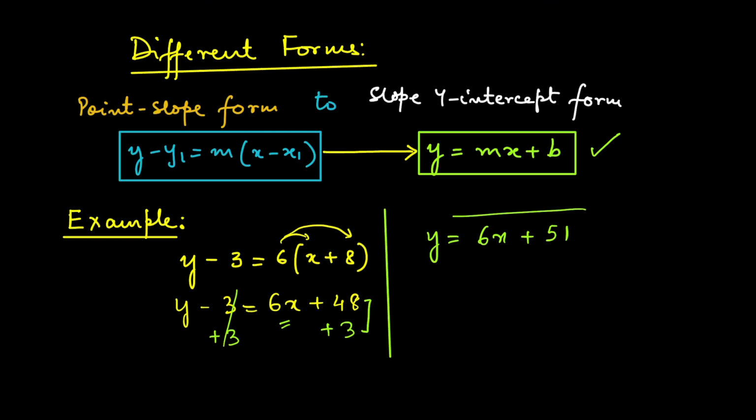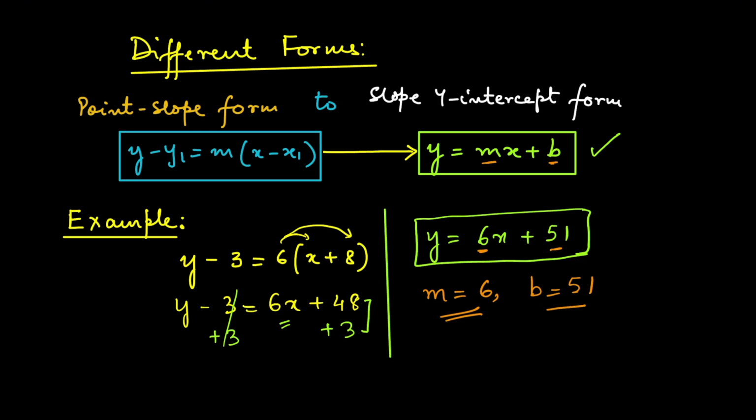So we can see it is in the form y equals mx plus b. And if we try to see, what is the value of m? So m is 6, and how much is b? So b is 51. So this is the way we find out the slope and the y-intercept when the equation is given in the point-slope form.